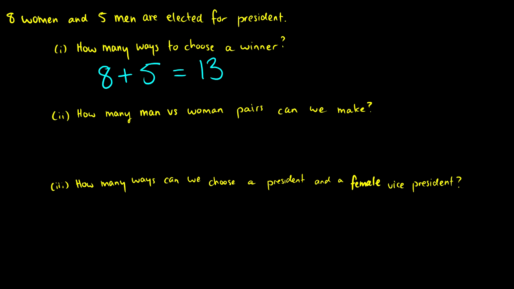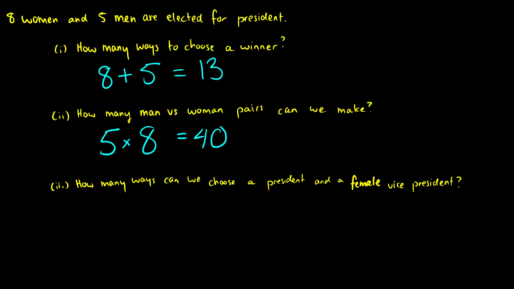Okay, so how many man versus woman pairs can we make? So let's pretend it's going to be 1 woman up against 1 man. So for the men, there's 5 choices for the man to be in our pair. And then there's going to be 8 choices for the woman. So we're going to have 40 pairs.